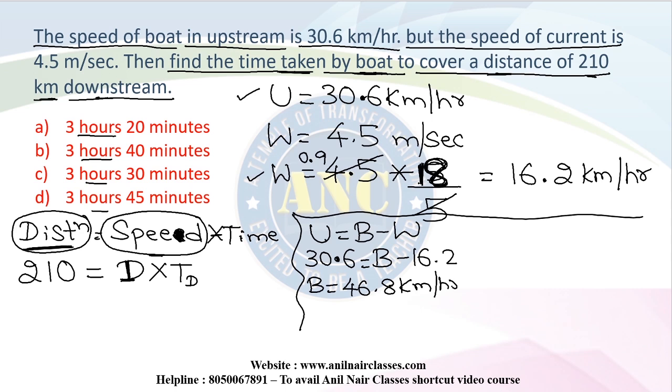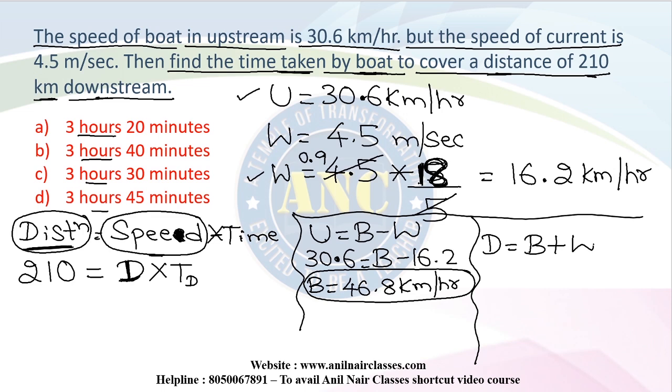Now you might suddenly get a doubt. Why are you calculating B value, sir? I am not interested in B value. I am interested in downstream speed, that is D value. Now, if you want to calculate downstream speed, that is D value, downstream speed is nothing but B plus W. And we were not knowing the value of B earlier. That is the exact reason I calculated now. I hope you are getting the clarity why I calculated B value initially.